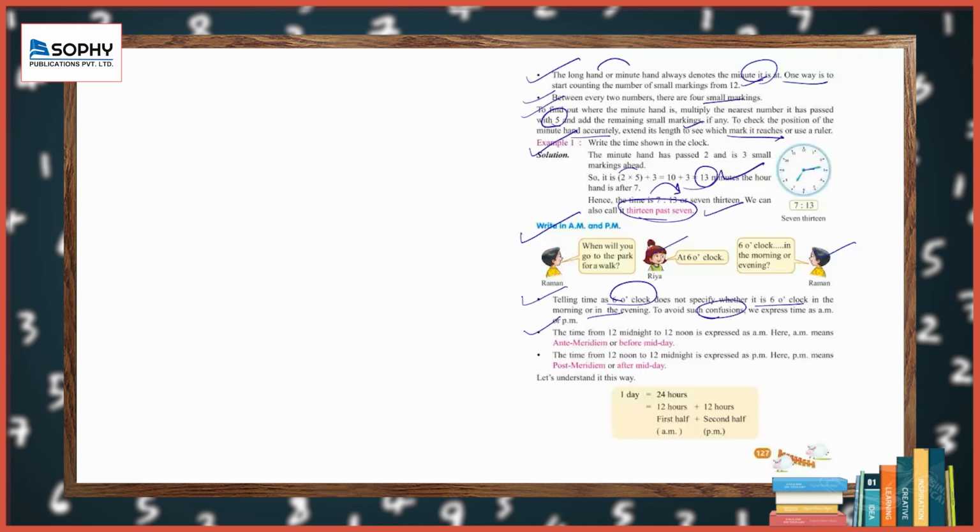Now the time from midnight 12 to 12 noon is expressed as AM, and AM means ante meridiem or before midday. And the time from 12 noon to 12 midnight is expressed as PM, and PM means post meridiem or after midday. Let us understand it this way, students. 1 day is equal to 24 hours, and that is equal to 12 hours plus 12 hours. So the first half is AM and the second half is PM, that is post meridiem.